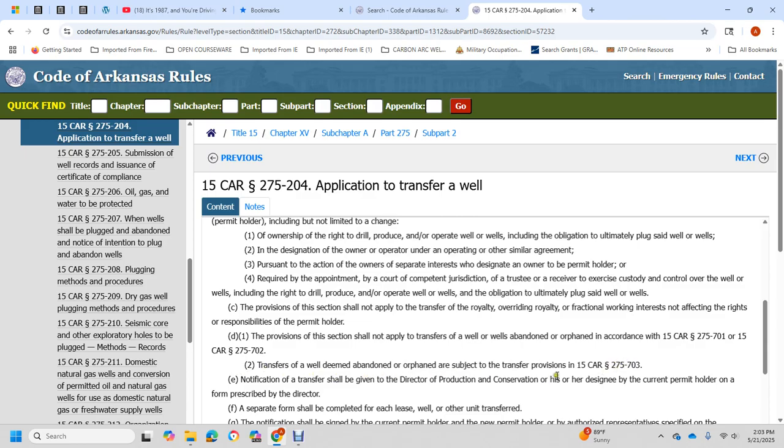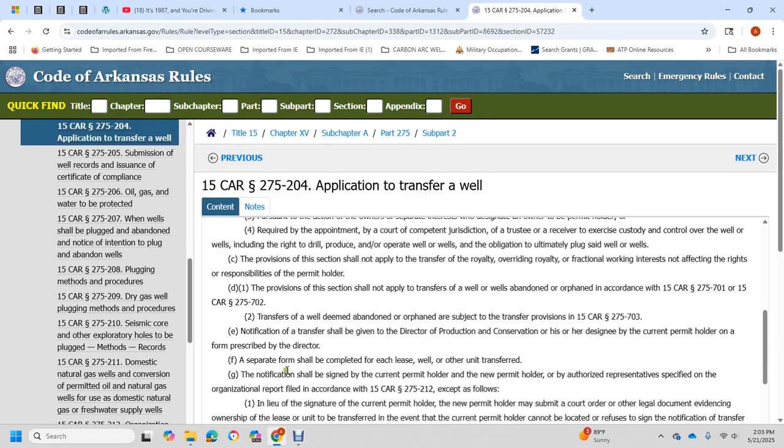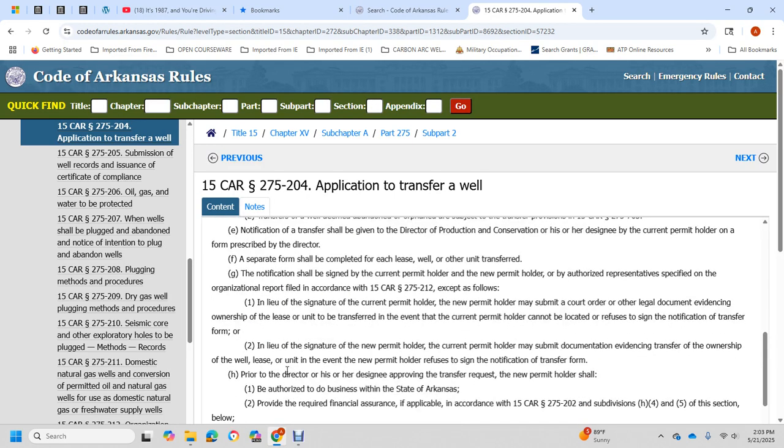Notification of transfer shall be given to the director of production and conservation or his or her designee, on the form prescribed by the director, completed for each of the wells on the lease. The transfer notification shall be signed by the current permit holder and the new permit holder or the authorized representative of the organization, with a report filed in accordance with Title 15 Code of Arkansas Rule 275-212.